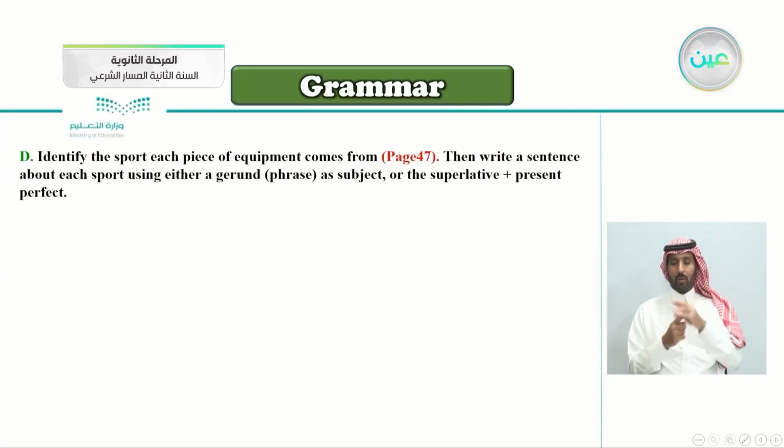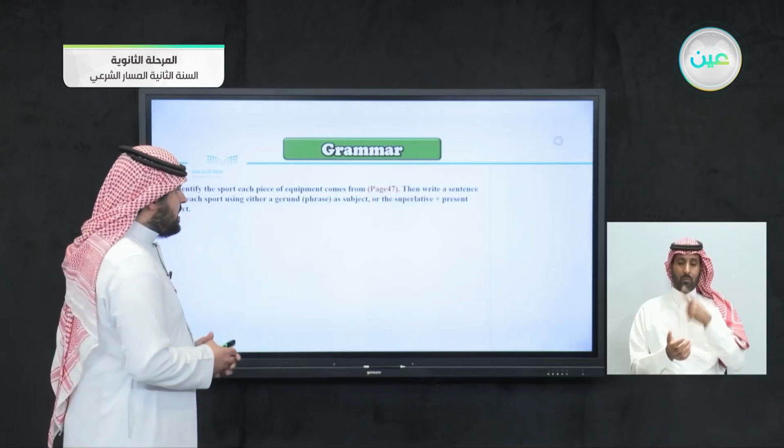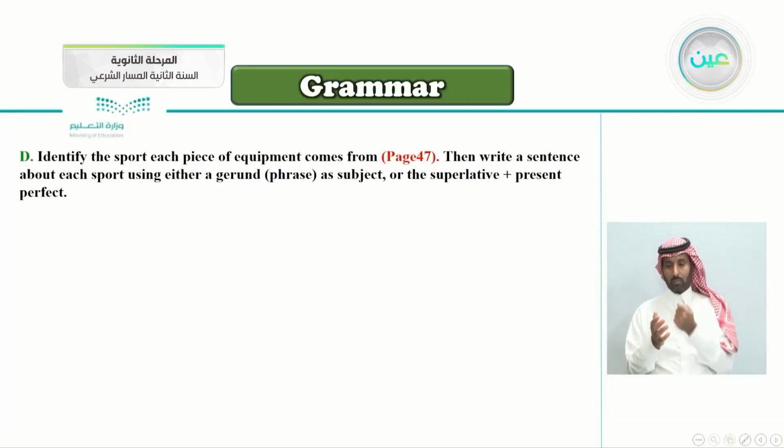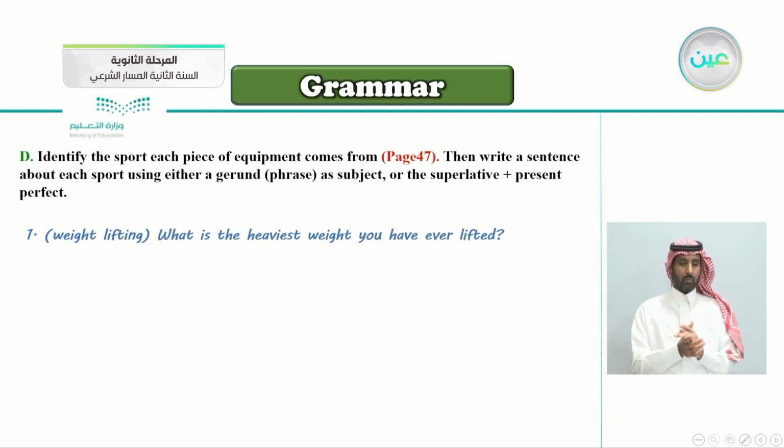Identify the sport each piece of equipment comes from, page 47. You can see the pictures there. Then write a sentence about each sport using either a gerund phrase as a subject or the superlative plus the present perfect. For example, the first one, you can see the picture number 1 about the weight lifting.